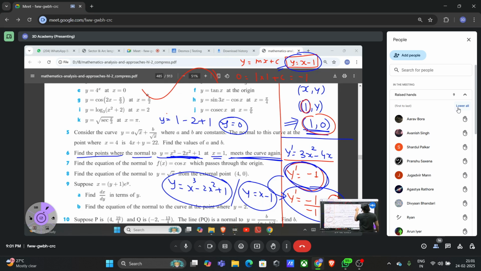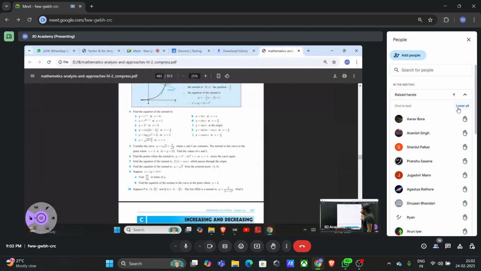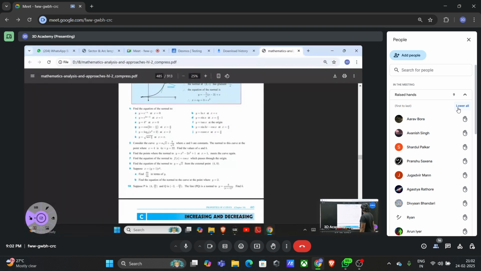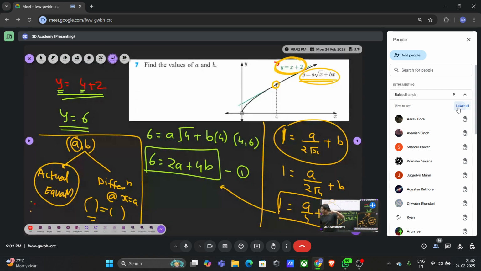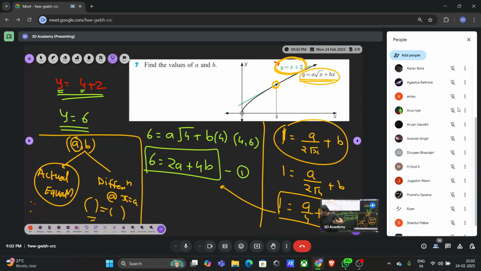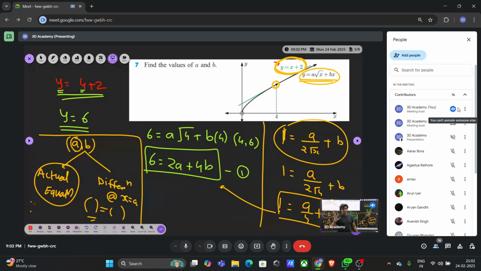And this is the point at which you are finding the normal, right? So whatever the equation of the normal you have and whatever the equation of the curve you have, you will plot them in a graph and find the intersection points. This is how we solve tangent and normal questions. You will have to practice this at home, guys. If you don't practice at home, you will find it difficult.